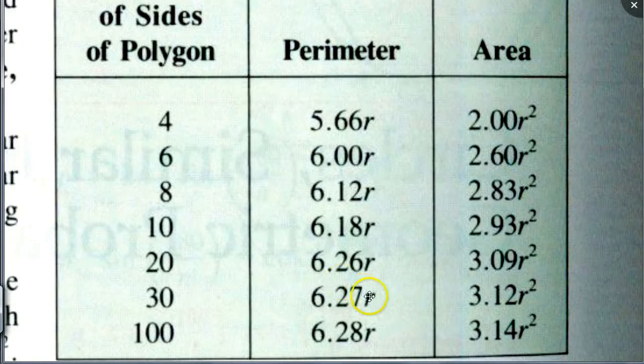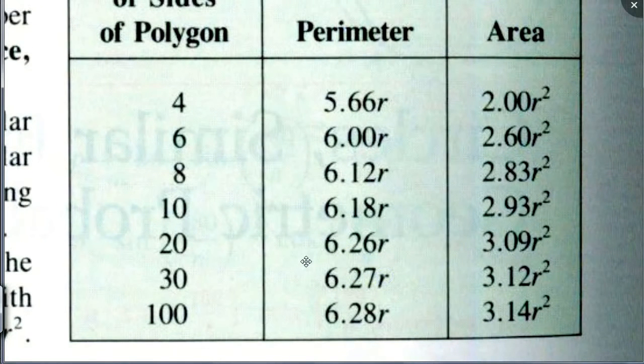As you can imagine, if we were to increase the number of sides more, it's going to get a lot closer to that exact value of 3.14, right? So these are approximations. This table shows us that the area of a circle is going to be pi times R squared, and the perimeter or circumference of a circle will be 2 pi R.